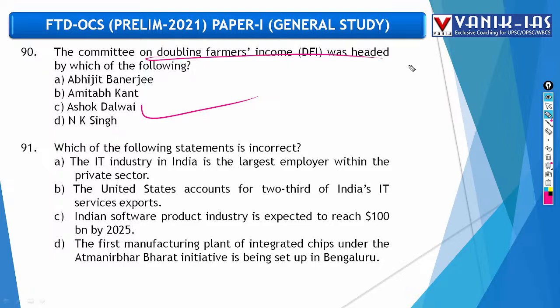Okay. Then, which of the following statements is incorrect? The IT industry in India is the largest employer within the private sector. Yes, within the private sector, the largest employer. The United States accounts for 2/3 of India's IT service exports. That is right. The Indian software product industry is expected to reach 100 billion by 2025. The first manufacturing plant for integrated chips under the Atmanirbhar Bharat initiative is being set up in Bangalore. This is wrong. So D is the answer.